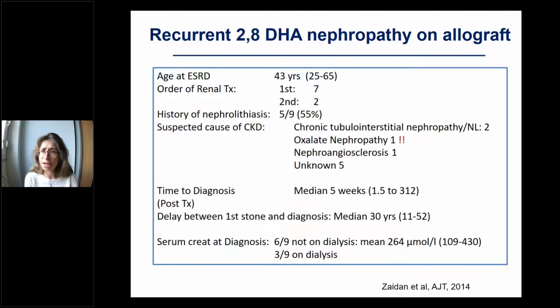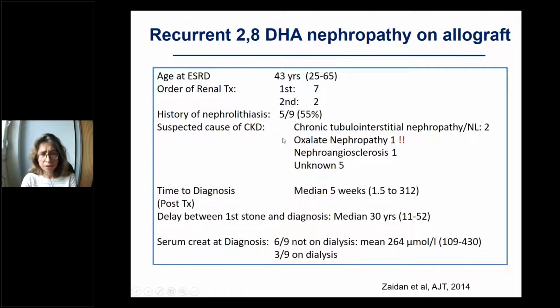What about allograft? This is another series including only transplant patients without any diagnosis before allograft. The age at end-stage renal disease was in this series 43 years of age, so it's comparable with the series from Iceland that we already saw. Most of the patients had only one transplant, but 2 patients already had lost one transplant, and it was their second transplant. Half of the patients have a clear history of nephrolithiasis.